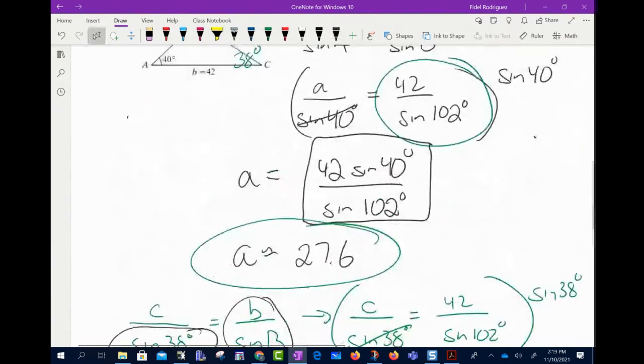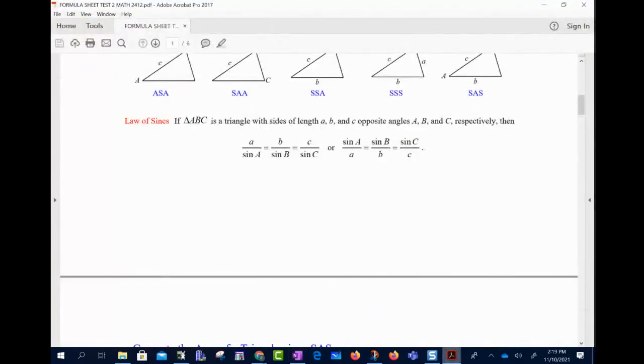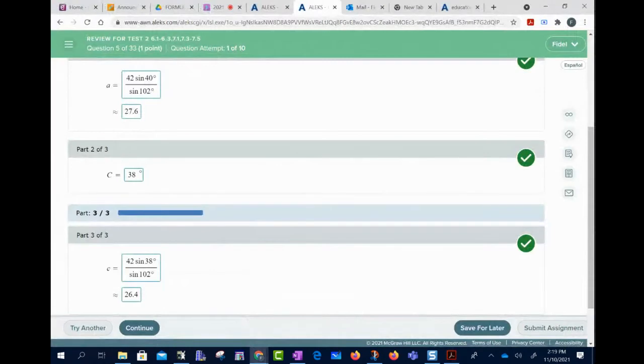And you could do the same thing with little a. What did we come up with? We came up with 27.6 divided by the sine of 40. You should roughly get the same number, because that's what the law of sines says. It says that this ratio right here, they're all going to be the same. Okay, so good. Let's continue.